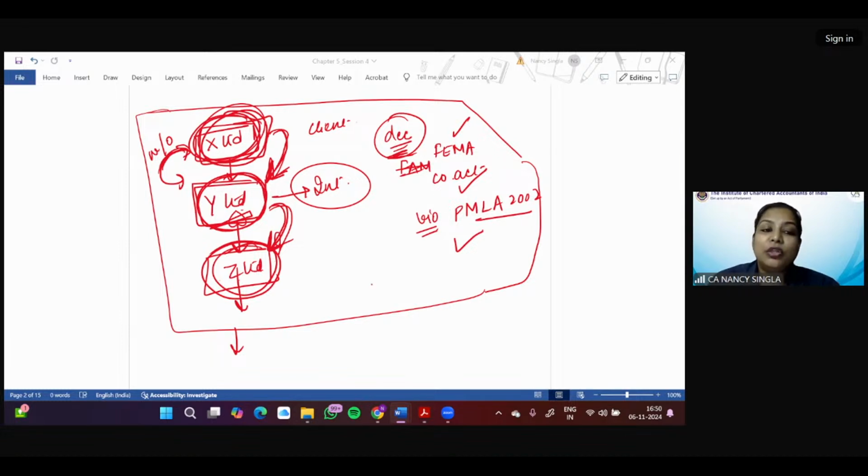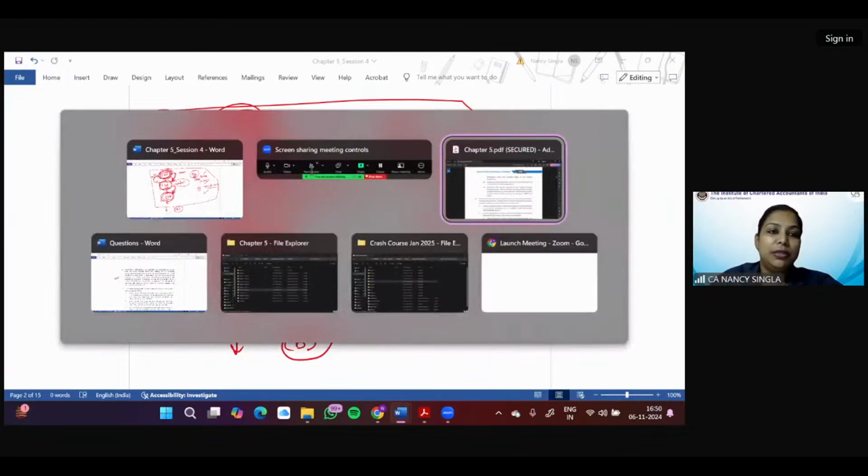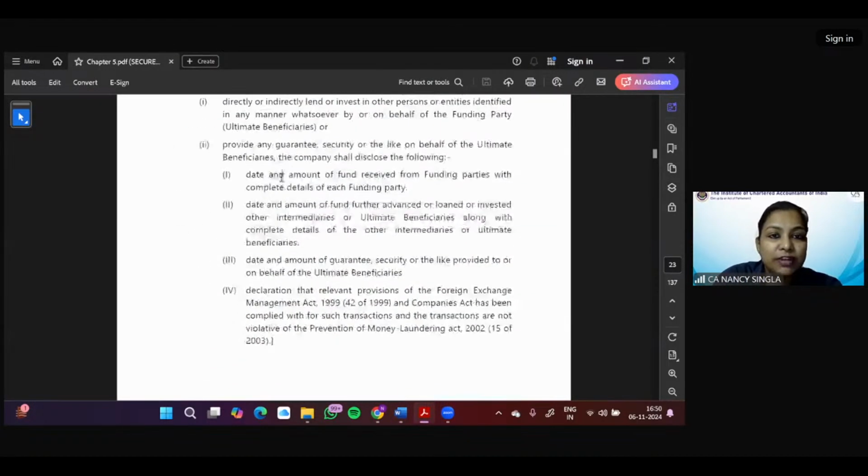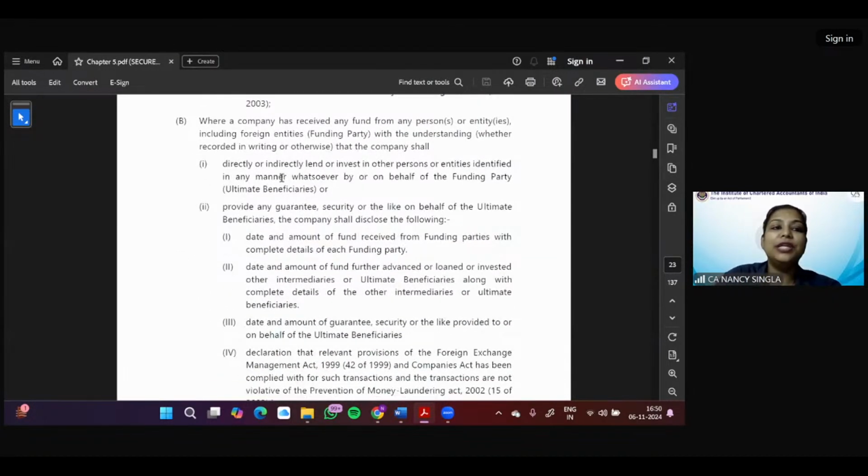Now, if we talk about the B clause of this point, it is just the opposite. It is just the opposite. So here it was what? That the company, our client, has given the money, right? But now read clause B with me. So we are on page number 5.23. Just read this clause B from the screen.